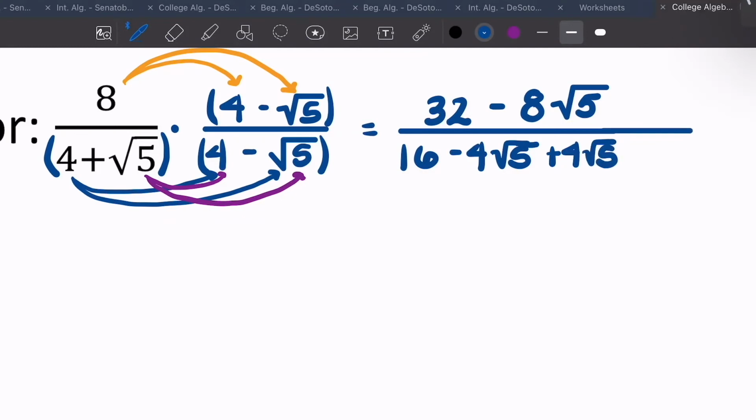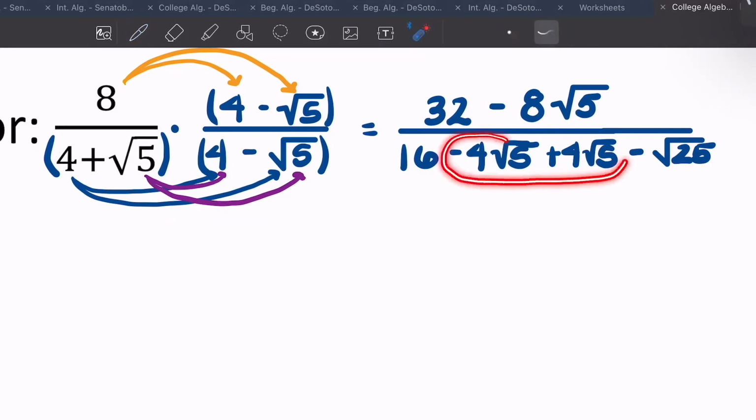And then we had square root 5 times negative square root 5. Well, that just gives us, we're multiplying, so we have negative square root 25. Okay, well, look what happens to your middle terms. What's happening here? Negative 4 on the square root of 5 plus 4 on the square root of 5. Well, that gives you 0. So those are gone.